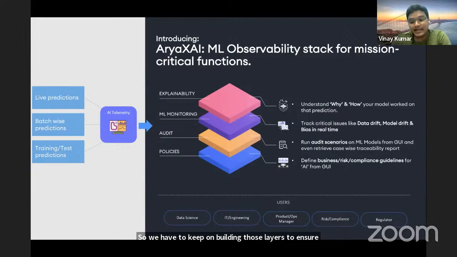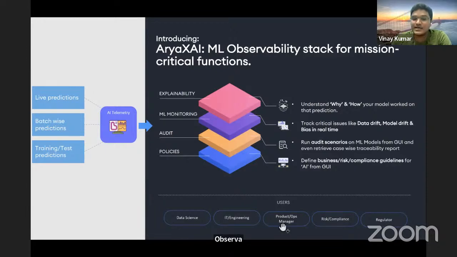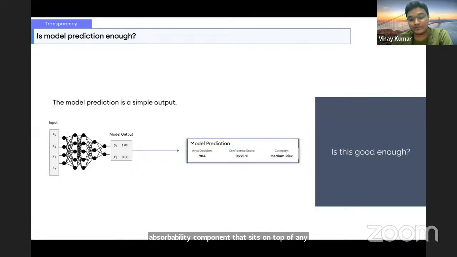So we built that ML observability component internally for our products, which is what we are now exposing to external users. This product is called Arya.ai. It's an ML observability component that sits on top of any MLOps. I know that I've taken some time to do my commercial pitch, but let me take a case study and explain what we have done.